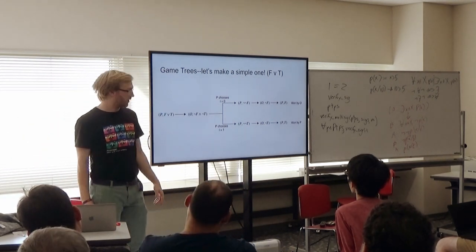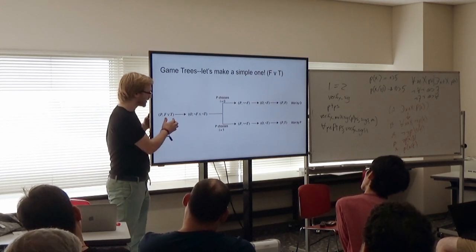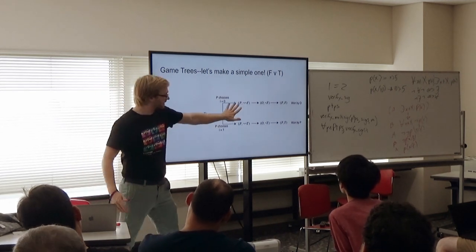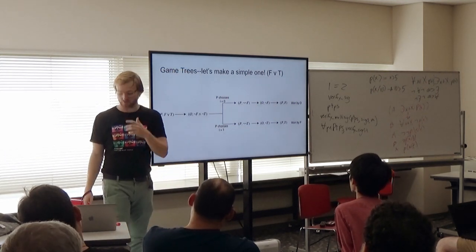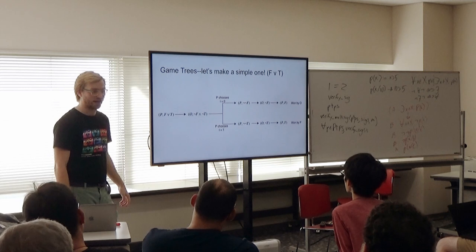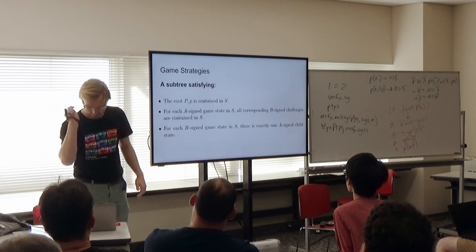But we still haven't answered the question, what does it mean for this thing to be true or false? We've interpreted this expression as a tree. Now how do we look at this tree and understand whether or not the thing is actually true or false? So that's going to be the next question that we're going to ask. And the answer is going to be strategies.